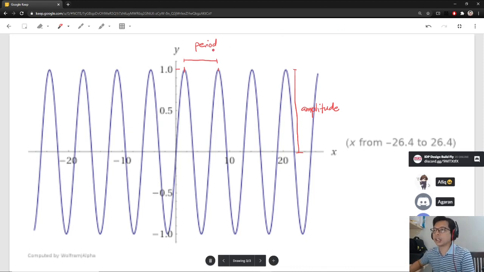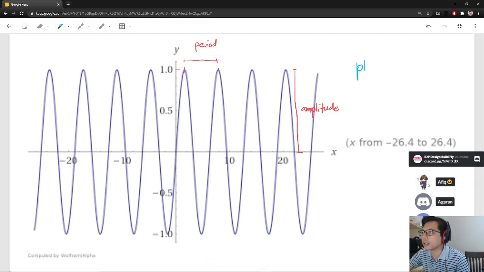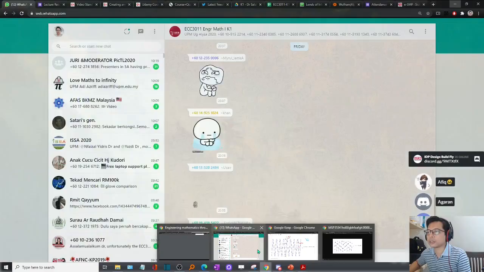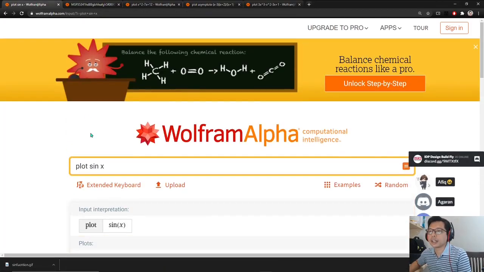Let's discover this. Another thing I want to show you later on is something called phase shift. I'm going to go to Wolfram, but please know that I'm going to show you these three things. Okay, Wolfram. Where's my Wolfram? All right, here.